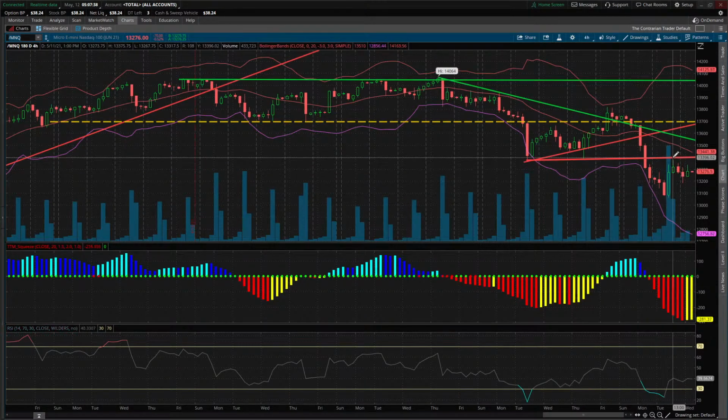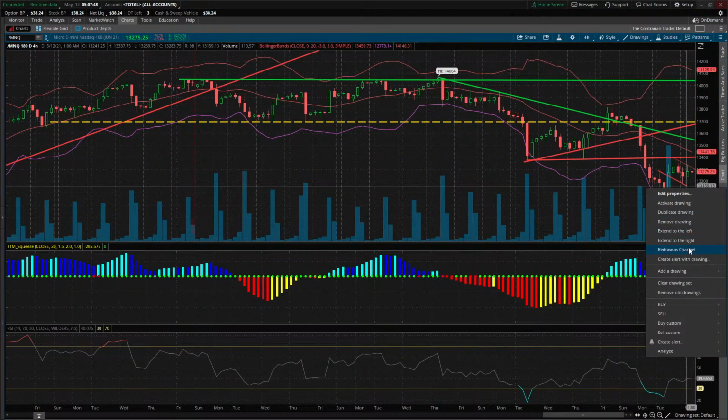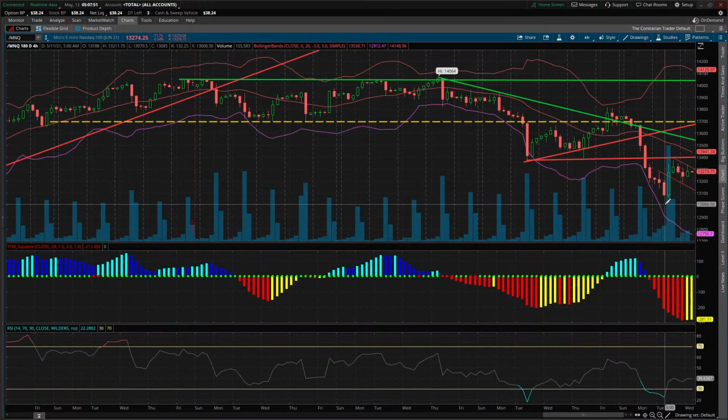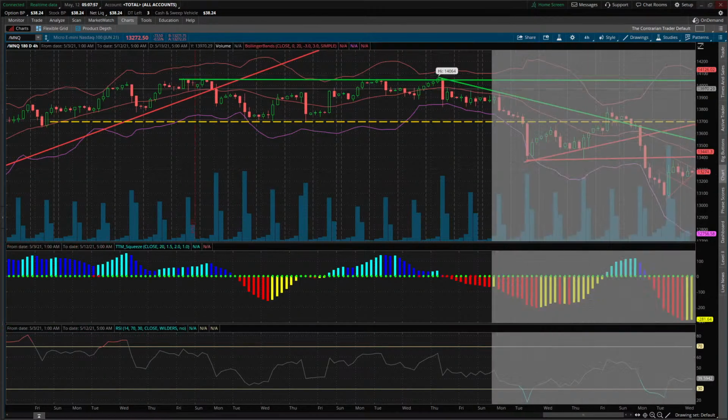Maybe I'm being too confident. Maybe this is a bull flag setup. Maybe we are putting in a higher low. We're just being honest with ourselves. We're not going to delude ourselves.